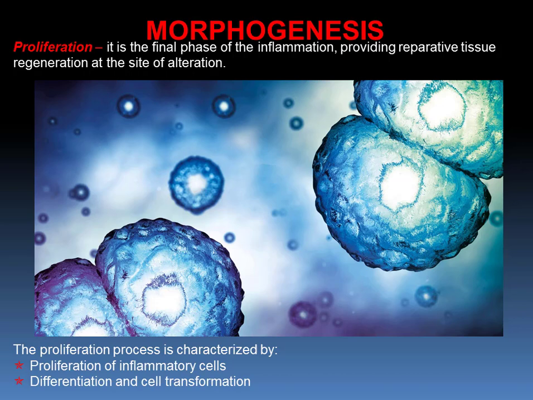Secondly, it is differentiation and cell transformation. For example, monocytes transform to macrophages, and they are transformed to the epithelioid and giant multinucleated cells. B lymphocytes can be transformed into plasma cells, which produce antibodies, immunoglobulins. Cambial mesenchymal cells can be transformed into fibroblasts. Cell proliferation in the area of inflammation, with appearance of a lot of fibroblasts, is used to repair damaged tissue or delimitate the inflammatory focus.